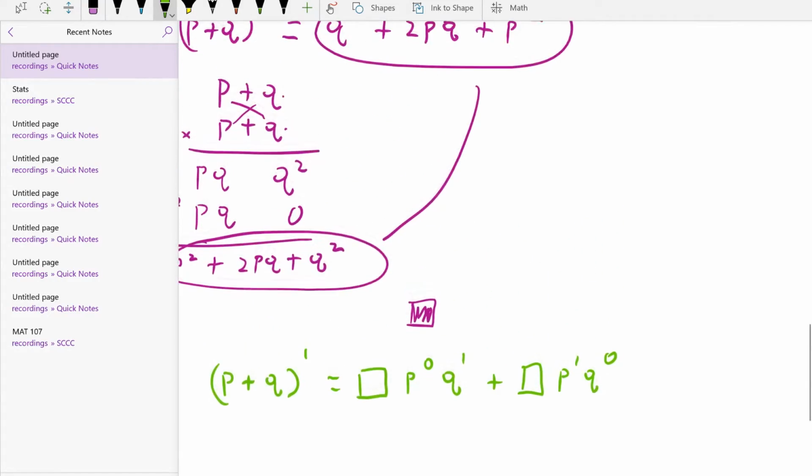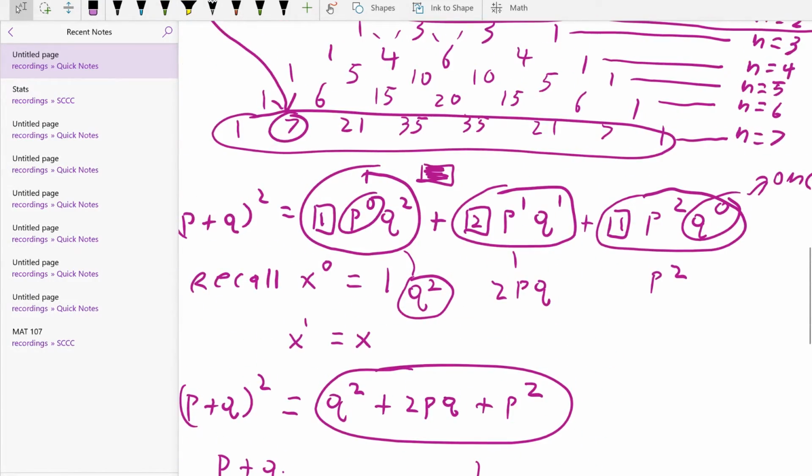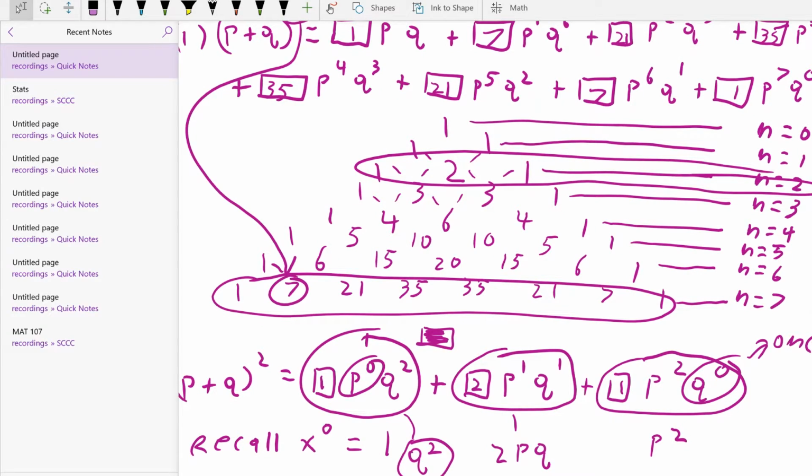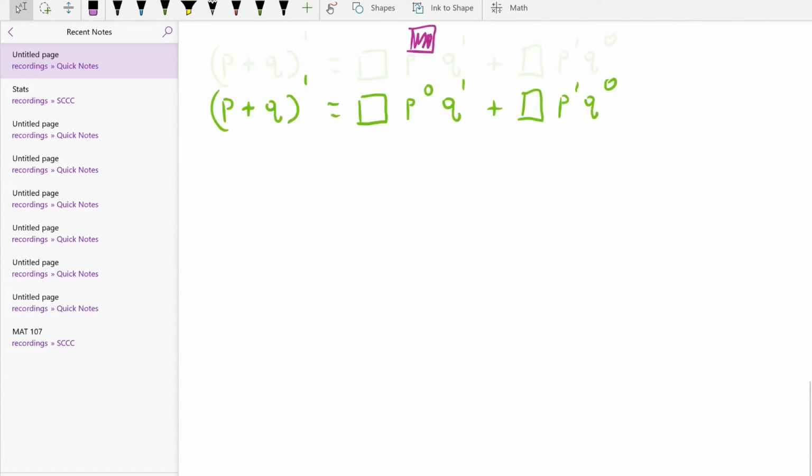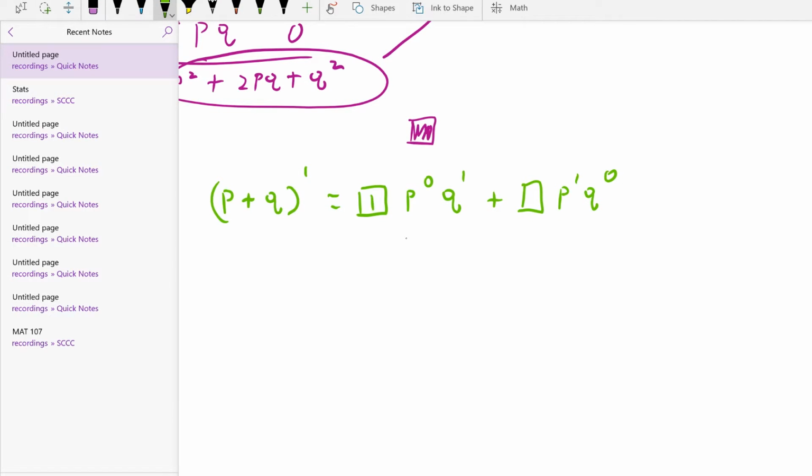And now let's go to the n equals 1 row of Pascal's triangle. Notice I didn't say the first row of Pascal's triangle, because the first row is actually n equals 0. But the n equals 1 row of Pascal's triangle is simply 1, 1. And let's put this in. 1, 1. And now notice that p to the 0 equals 1, and q to the 0 equals 1.